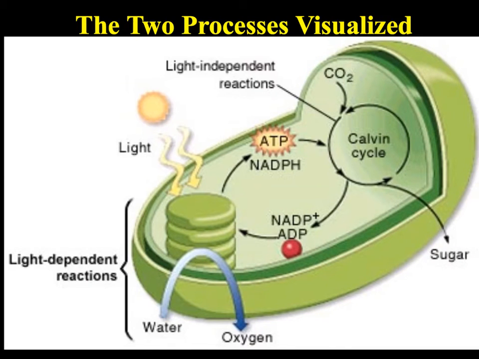The 2 stages of photosynthesis include the light reaction, which occurs in the thylakoid, and the Calvin cycle, which occurs in the stroma. Now, the Calvin cycle is also called the dark reaction because light is not needed for the Calvin cycle to occur.